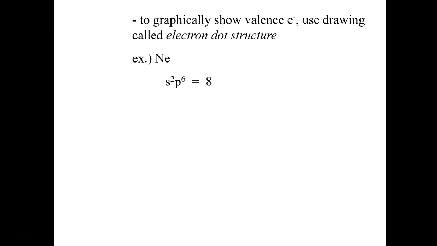So if I wanted to draw the electron dot structure for neon, I'm going to start with the symbol Ne, and I'm going to put 8 dots around it. Yeah, it's that simple. Okay? There, I have now shown that neon has 8 valence electrons. Instead of having to say 8, I actually show it with 8 dots.